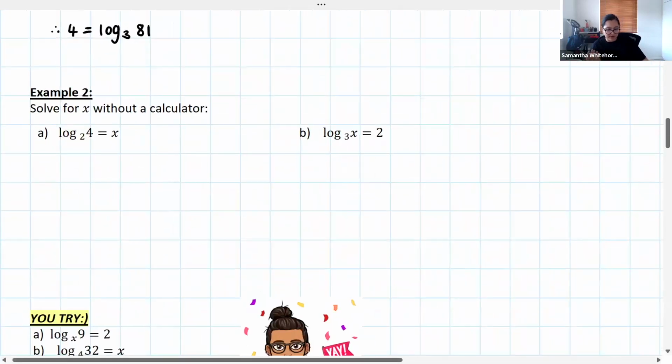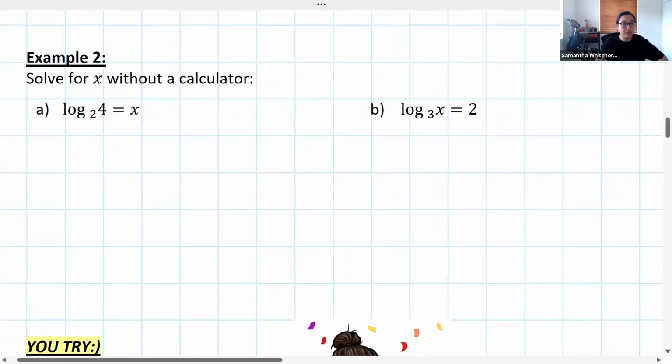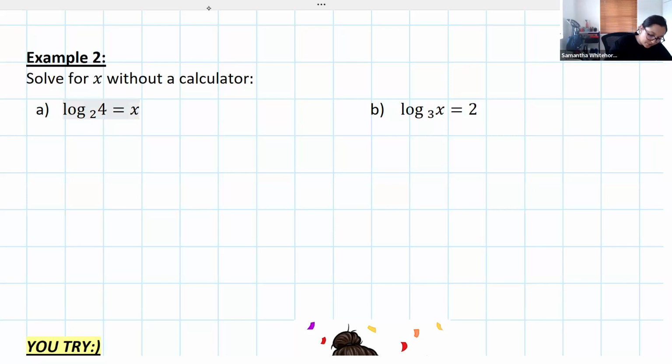Right, so if we now look at example 2, we want to solve for x without a calculator, and in both cases, we've been given the log form. So what we would want to do is convert it back into exponential so that we can solve. So remember your little rule.